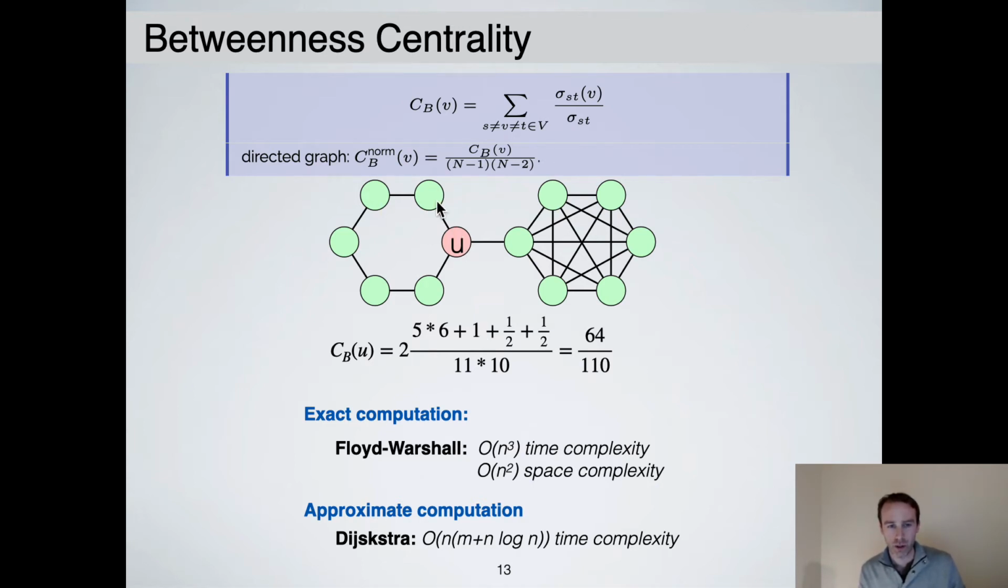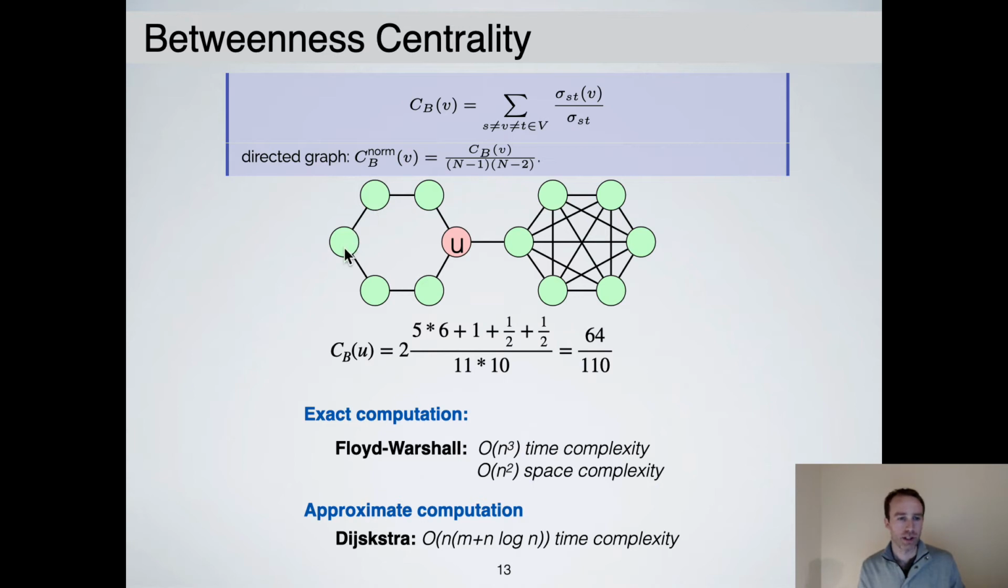Then there is also this one. If I want to go from this node to this one, I have to go through U again, so it's 1. And then finally, if I want to go from this node to this one, there are 2 possibilities, this one and this one. These are the 2 shortest paths, and one of them is going through U, so I will count it as 1/2. Same thing from this node to this node, right? There are 2 possible shortest paths. So again, 1/2.